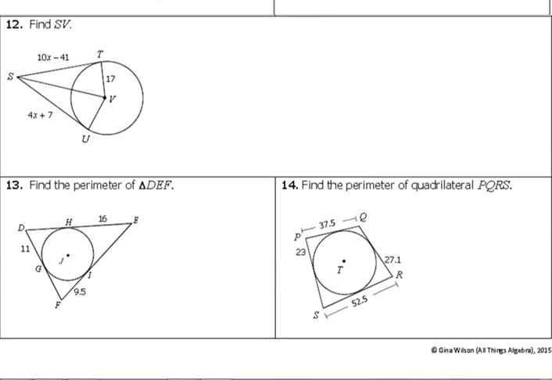Okay, number 12. Number 12 has a few more lines drawn in there, so let's see if that even comes into play or not. They want us to find SV. So SV is this segment right here in the middle. So that has nothing to do with the fact that these two segments are equal to one another. Those two segments themselves are not going to give us SV, but that's the only other information we're given besides the 17. So let's start with finding out what x is.